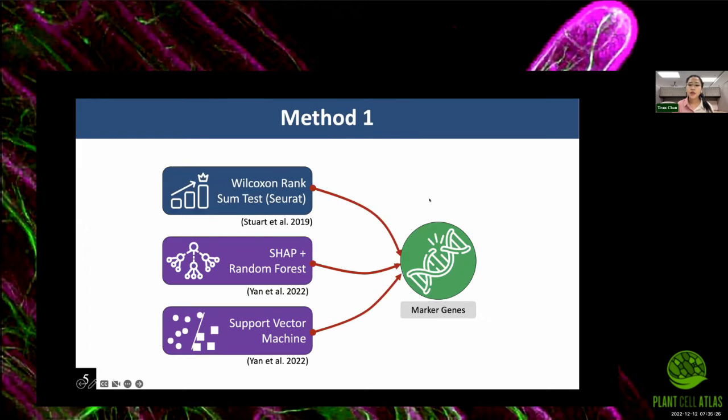In this study, to identify the cell type marker genes, we applied 3 methods. They are the rank sum test, SHAP based on random forest, and support vector machine. For the rank sum test, we apply the Seurat package. It is a conventional statistical method. For the second and the third, we apply XP marker, which is a Python package developed by our lab. They are also machine learning methods. You can see all the references in the slide.